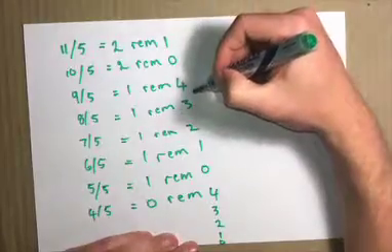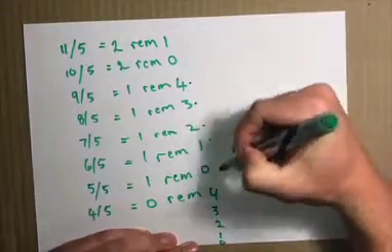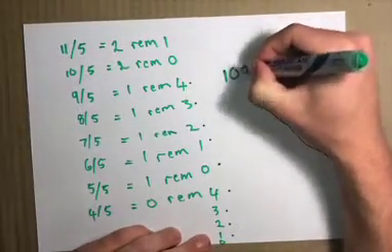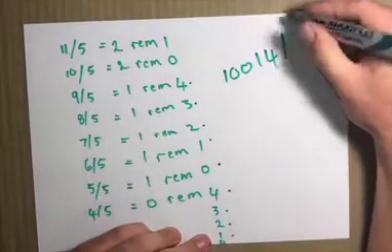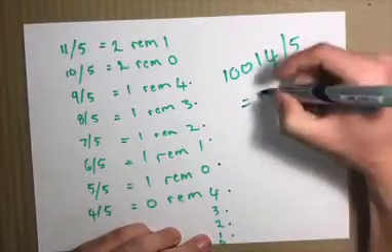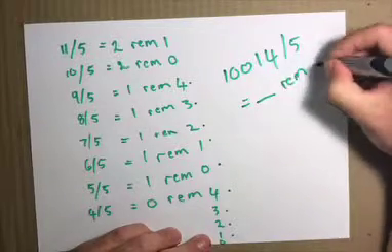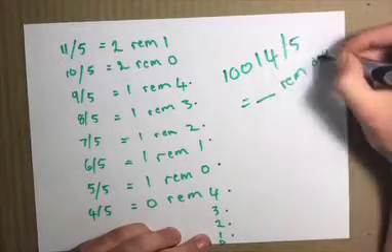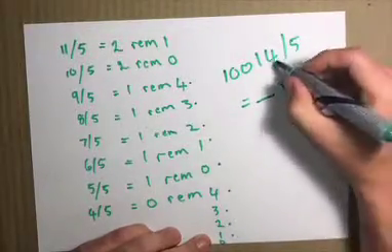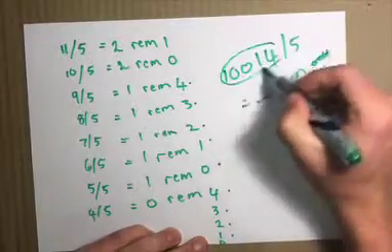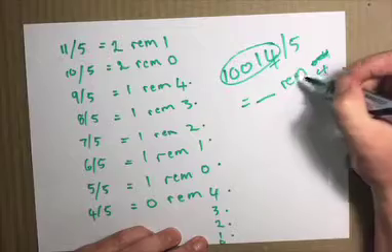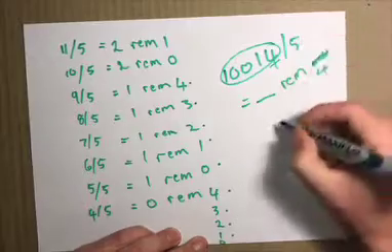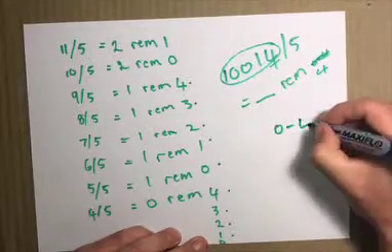So you will see this is repeating itself: 4, 3, 2, 1, 0. So any number, doesn't matter how big it is, divided by 5 will give us a remainder between 0 and 4. Any number divided by 5 will give us a remainder between 0 and 4.